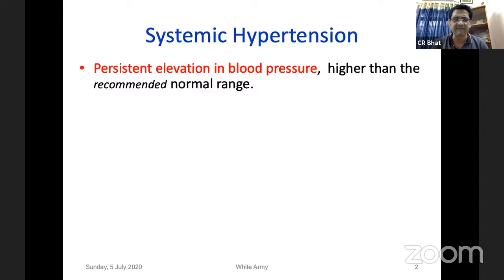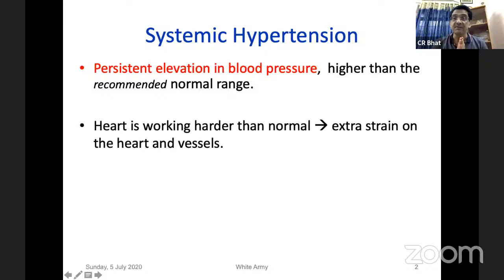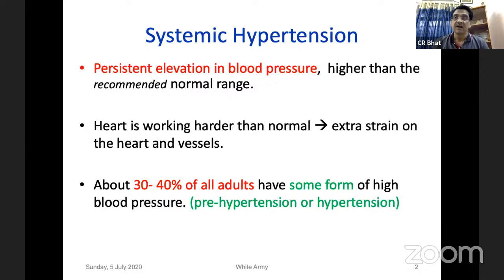Before going further into systemic hypertension, we all know that blood pressure is the pressure exerted by the column of blood on the lateral wall of the vessel, and we have systolic blood pressure and diastolic blood pressure. Now, the more the pressure in the vascular system, the more blood pressure there is, and the heart has to work harder than normal. So there will be extra strain on the heart and blood vessels. Okay.